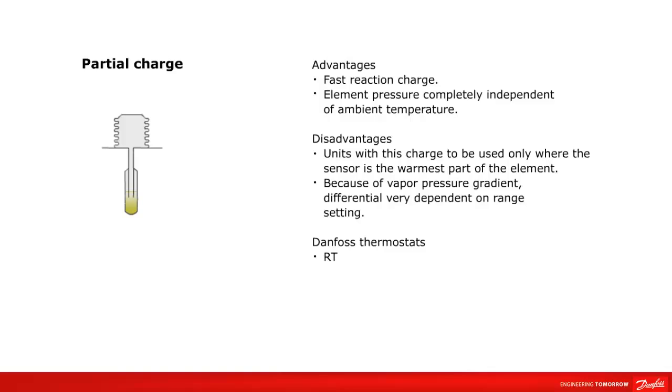The advantages of the partial charge are fast reaction and element pressure completely independent of ambient temperature. The disadvantages are that units with this charge can be used only where the sensor is the warmest part of the element, and that because of vapor pressure gradient, the differential is very dependent on the range setting.